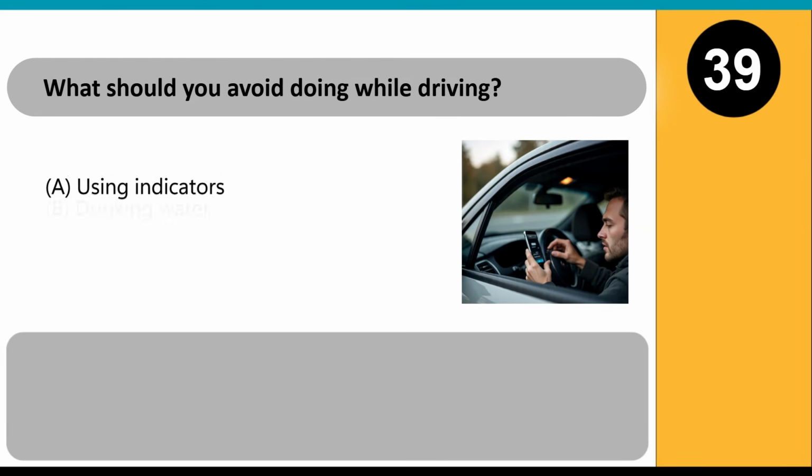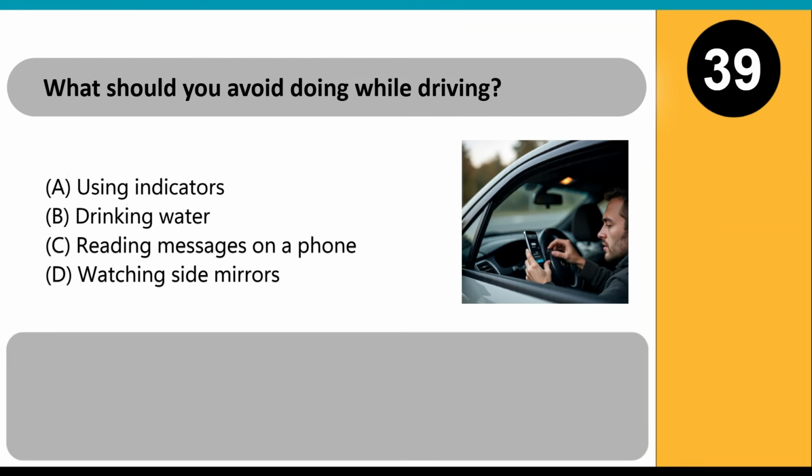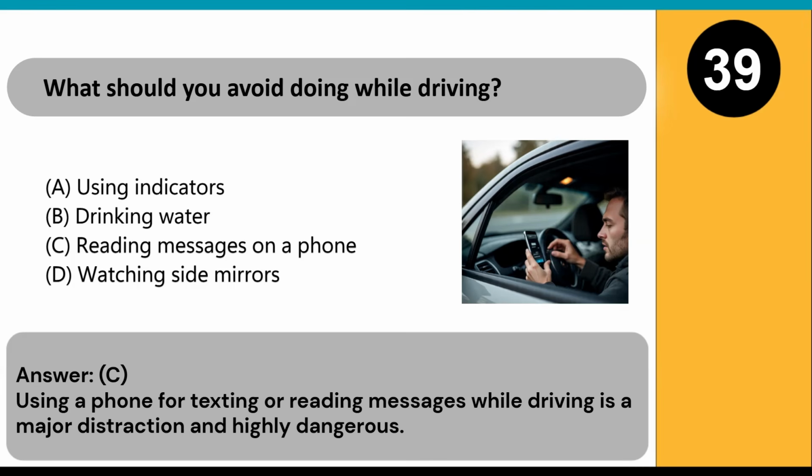What should you avoid doing while driving? A. Using indicators. B. Drinking water. C. Reading messages on a phone. D. Watching side mirrors. Answer: C. Using a phone for texting or reading messages while driving is a major distraction and highly dangerous.